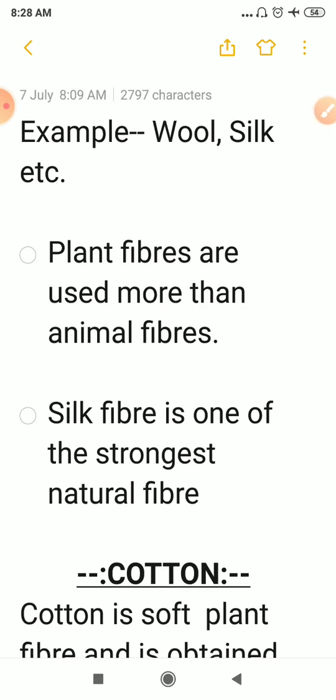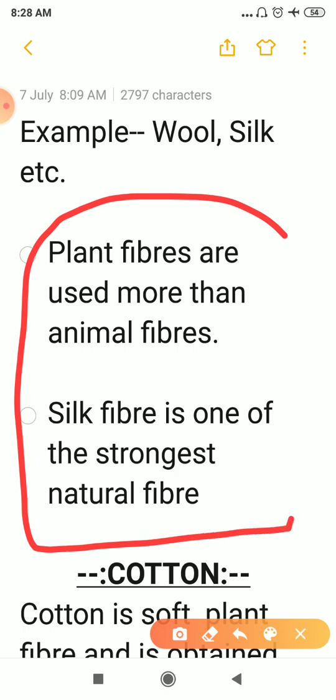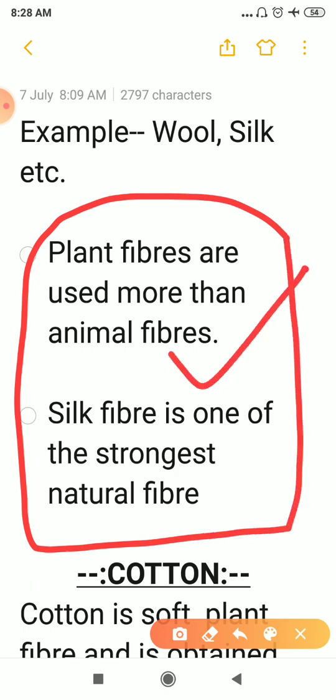Plant fibers are used more than animal fibers. There are some facts that we should know: plant fibers are used more than animal fibers, and silk fiber is one of the strongest natural fibers.